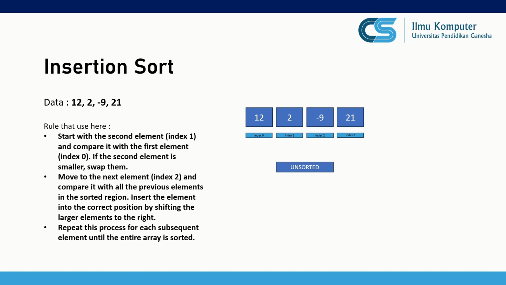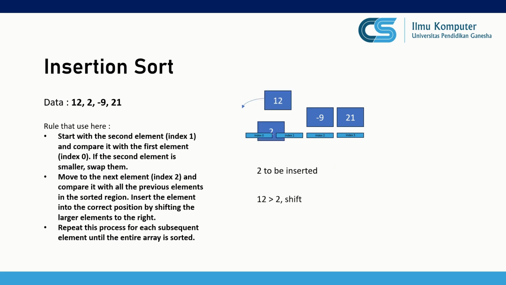The rule that we will use here: we start with the second element, which is index 1, and compare it with the first element, which is index 0. If the second element is smaller, then swap them. Here we can see the data is unsorted, so we want to put the 2 in front of the 12 because 2 is smaller than 12. So we shift it and then reach the left boundary, and insert 2.